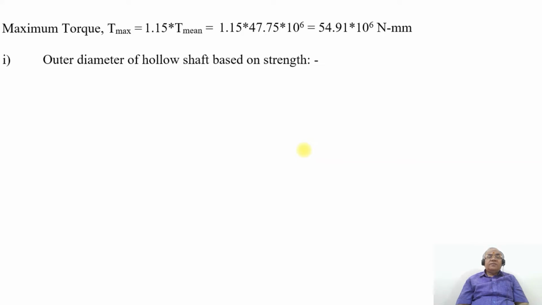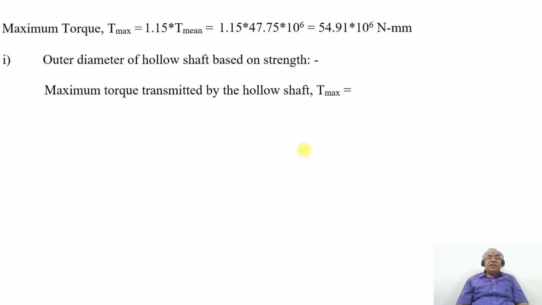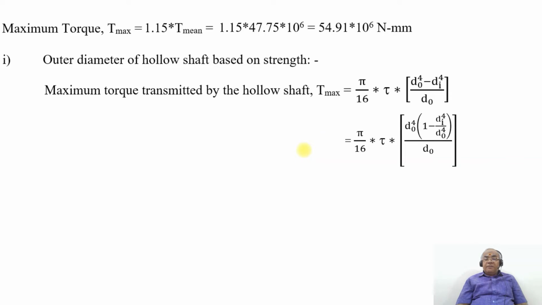So first case, the outer diameter of the hollow shaft based on the strength, that is maximum torque transmitted by the hollow shaft, which is T max, will be equal to pi by 16 into tau into d naught to the power of 4 minus di to the power of 4, whole thing divided by d naught and close the bracket. So that will be equal to pi by 16 into tau into d naught to the power of 4. You take out the common factor in the numerator into 1 minus di by d naught whole to the power of 4. So that divided by d naught. So d naught cancels, which will be pi by 16 into tau into d naught cube into 1 minus di by d naught, which is 0.6. So 1 minus 0.6 to the power of 4.